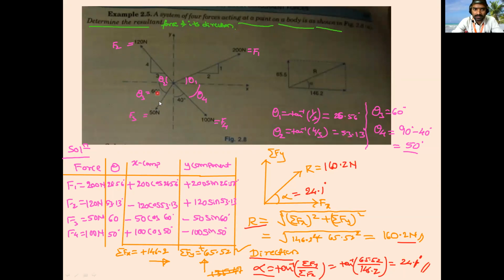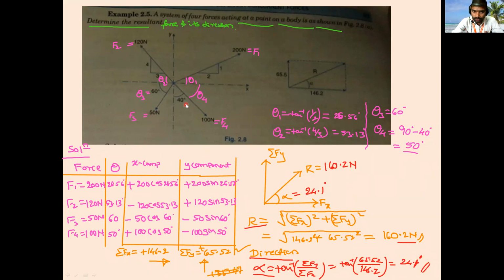Then theta 3, he has directly given 60, that's why I have taken 60 directly. Then theta 4, here he has given 40 degree with respect to vertical. But for my calculation, I have taken the x component as cos theta, where theta is with respect to horizontal. That's why I will take 90 minus 40, which is 50 degree.